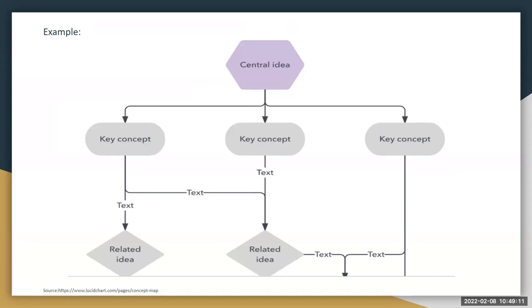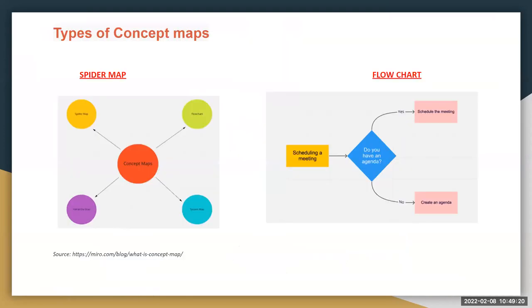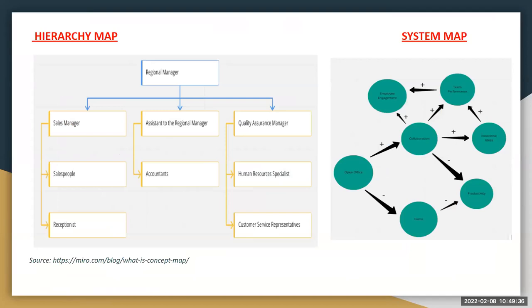Here I have tried to show how a concept map can be drawn. So it is the central idea, which is connected to the sub concepts, to the linking lines, which are in the form of arrow. There are many types of concept maps. It can be in the form of spider shape. It can be a flow chart, which shows the flow of concept. And it can be a hierarchy map. It can be a system map.